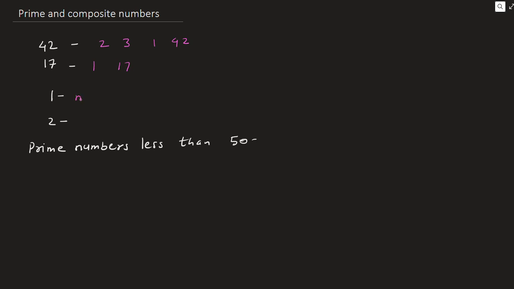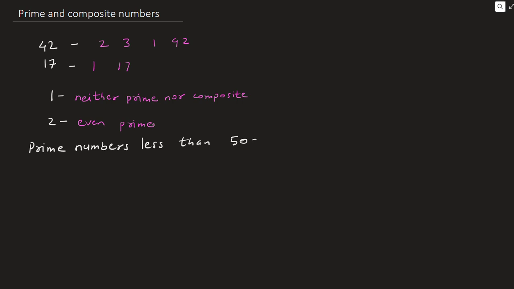So it is neither prime nor composite. Whereas 2 is the only even prime. All other prime numbers are odd numbers. I will list down the prime numbers less than 50.